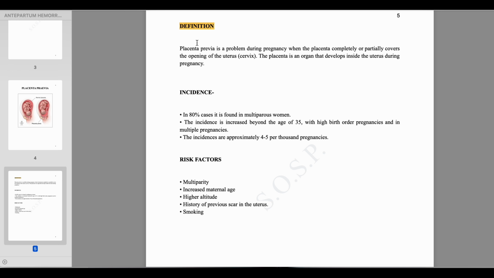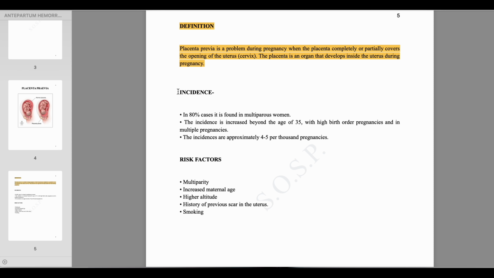Placenta previa is a problem during pregnancy when the placenta completely or partially covers the opening of the uterus, or cervix, we can say. The cervix is nothing but the end of the uterus, or the neck of the uterus. The placenta is an organ that develops inside the uterus during pregnancy. When the placenta is implanted in the lower segment of the uterus, this condition is called placenta previa. There are many reasons and many types of placenta previa, which we will discuss further.